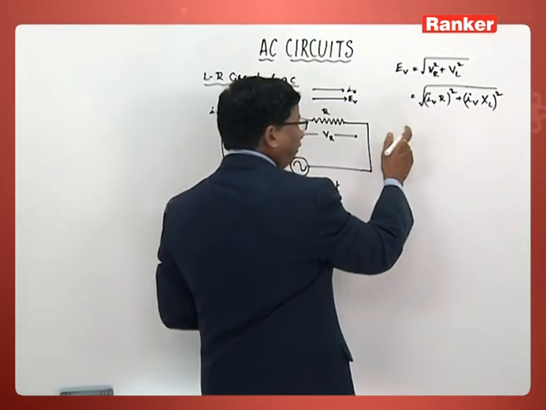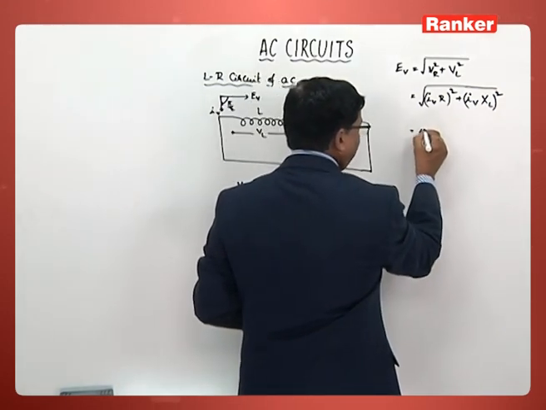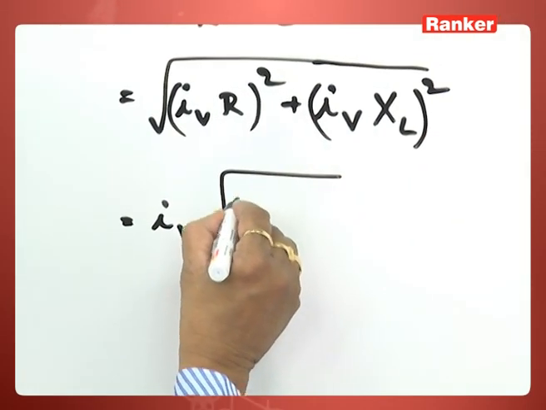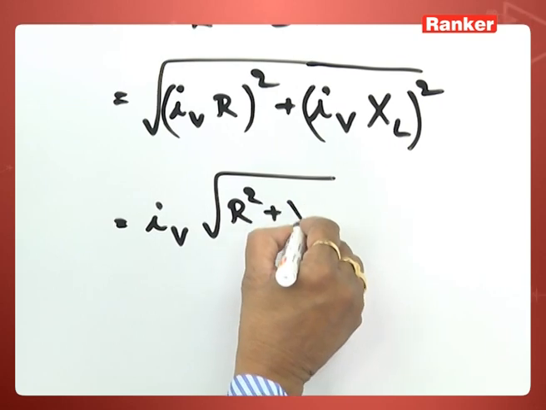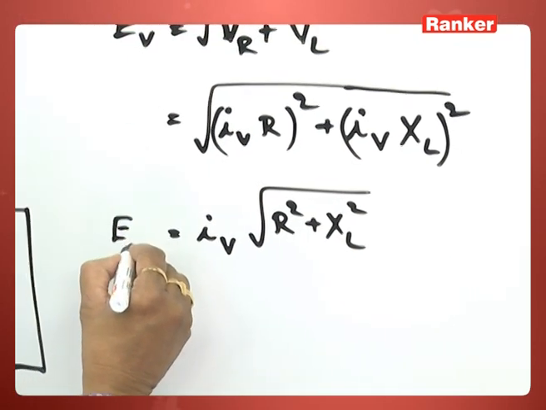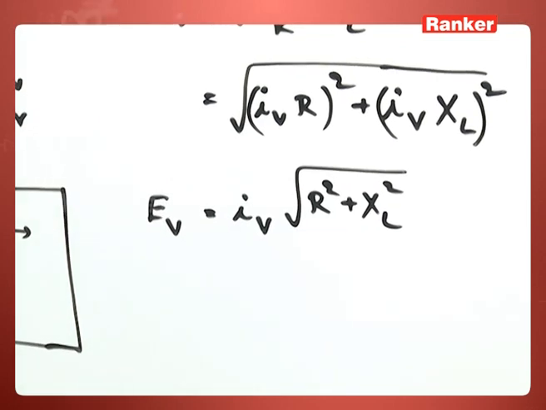When I rewrite the same equation taking out this IV, what is left here you check? R square plus XL square. This now becomes the virtual value of EMF.